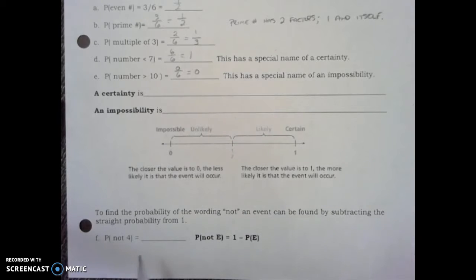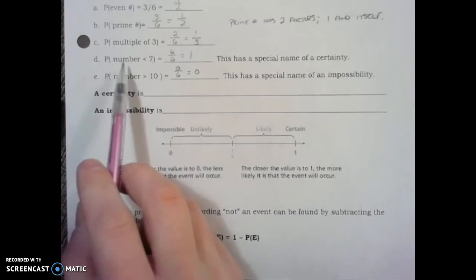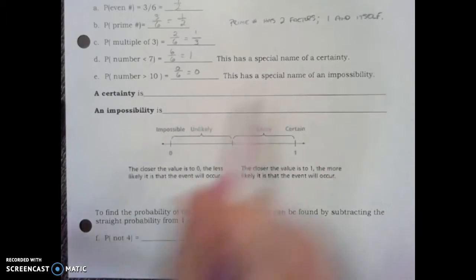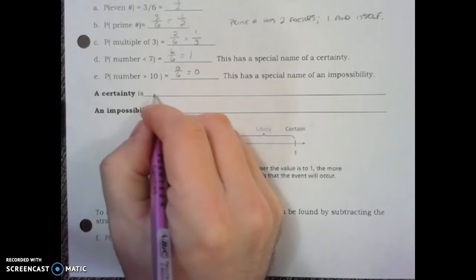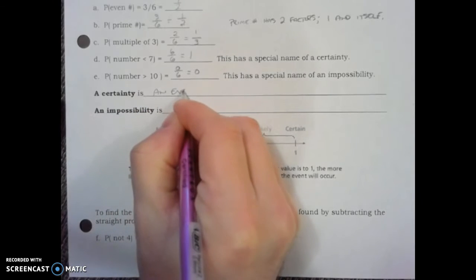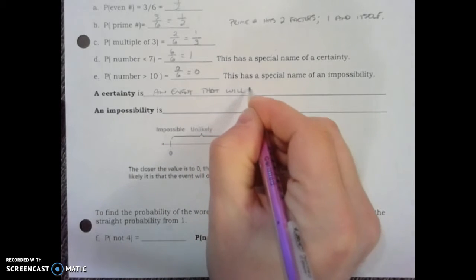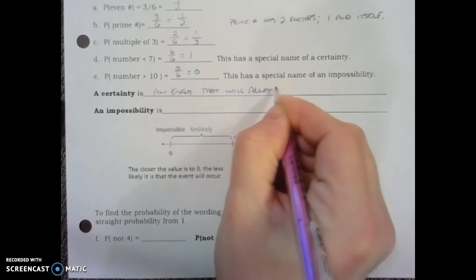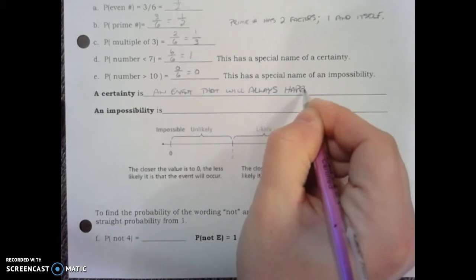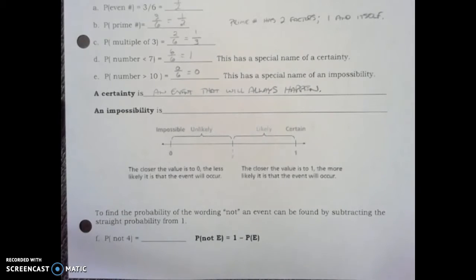In the previous two examples, we saw two special probabilities. The first one was called a certainty. Rolling a number less than 7 is called a certainty. A certainty is an event that will always happen. When you roll a die, you will always get a number that is less than 7. It's going to happen, so it's called a certainty.